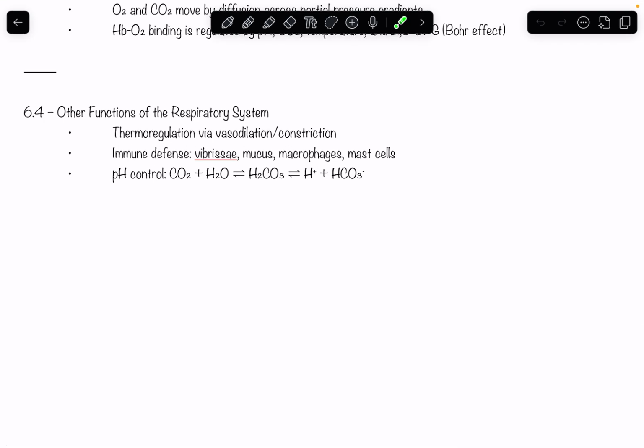And then this is the equation for pH control. This I would definitely commit to heart. You should understand that if we increase the amount of CO2, Le Chatelier's principle is going to take the equilibrium arrows that way. You should definitely know that, because I've seen questions. If I were to decrease the amount of bicarbonate, then the equilibrium would go this way.